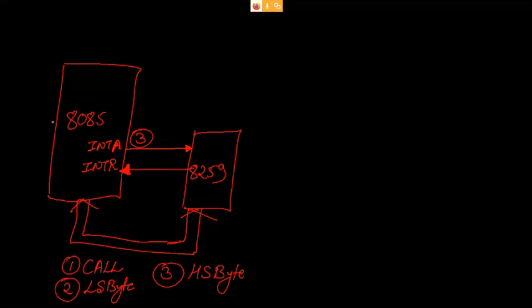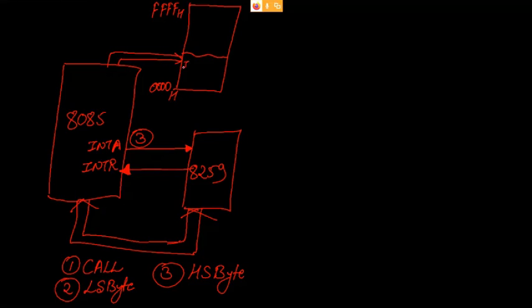8085 understands that I have to go to the memory, which we know is ranging from 0000 to FFFFH. Okay, so I have to go to the memory to execute the interrupt. That means I have to go to the subroutine. So 8085 uses the same address bus to go to that particular address where the ISR is.